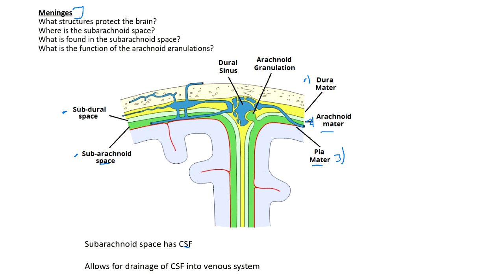Okay, now you have these granulations in the arachnoid mater that are sticking out into the dura mater. And the purpose of this is just to have the drainage of the cerebrospinal fluid. Remember, this needs to be recycled. Same fluid can't be there forever. It's produced, it does its thing, it circulates, and then it needs to be drained so new cerebrospinal fluid could come through.